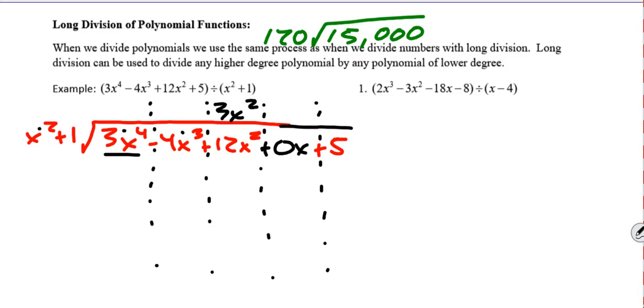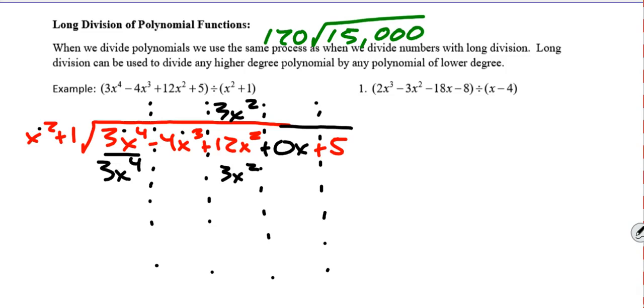Now I take 3x squared and multiply it back by the divisor. So I get 3x to the fourth here. That's supposed to be the same. If it's not, you did something wrong. And then I take 3x squared and multiply it times 1. I get 3x squared, so I put that in the x squared column. Yes, I skip a term, but it's just like having a 0 there.